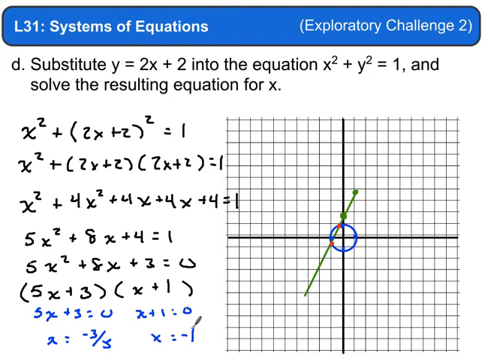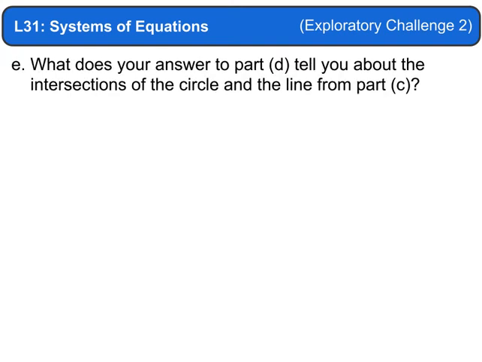If I want to know more specifically where they are, well, I can take each of these x values and plug them back in, and I'm going to get a result. So that's what we're going to do in part E. Use what we did in part D to find the intersections of the circle. So remember what we just did. We found out that x was equal to negative 3/5, and x was equal to negative 1.